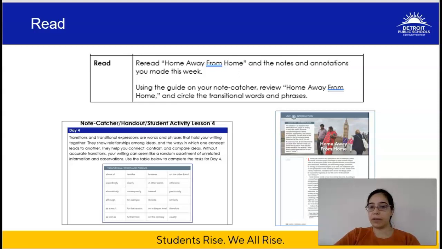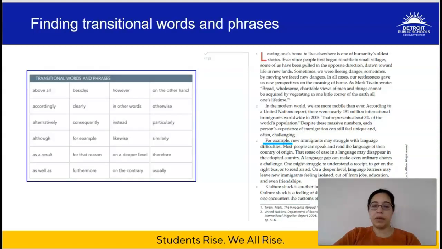Before you get started, I will give you an example. So here is the table of transitional words and phrases, and there's quite a few here on the screen. And in the text, as I was reading the text, I noticed that for example is one that the author used at the beginning of paragraph 3. And so I see it here on the table as a transitional word or phrase, and I see it in the text here as well, so I went ahead and underlined that. So that is basically what you'll be doing for this final rereading, is underlining any of these transitional words and phrases that you find in the text.